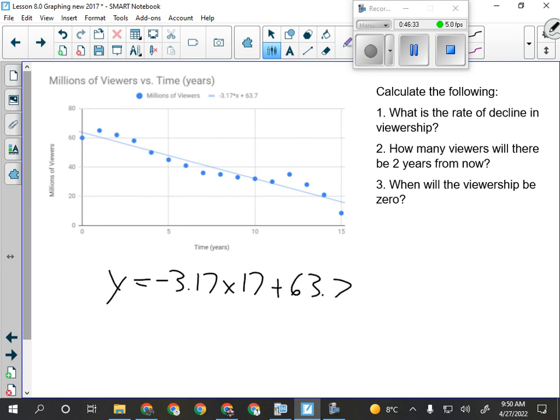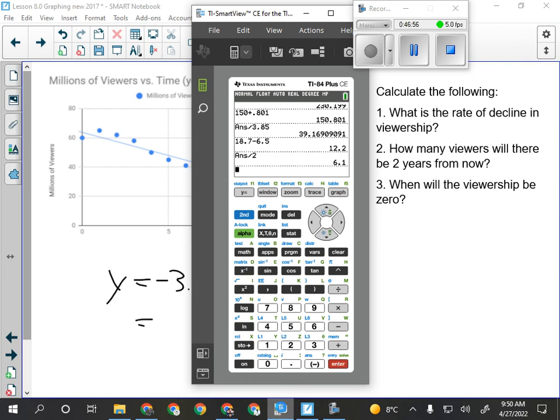Why is the slope negative? Why is m negative on this one? Let me look at my line. This is the first graph we've had where the line goes down. All the other ones, the line went up, so the slopes were positive. They show an increase. Negative means there's a decrease. So when we do this, we're going to have negative 3.17 times 17 years plus 63.7, the initial viewership. There's only going to be 9.81 million people watching in 2 more years.